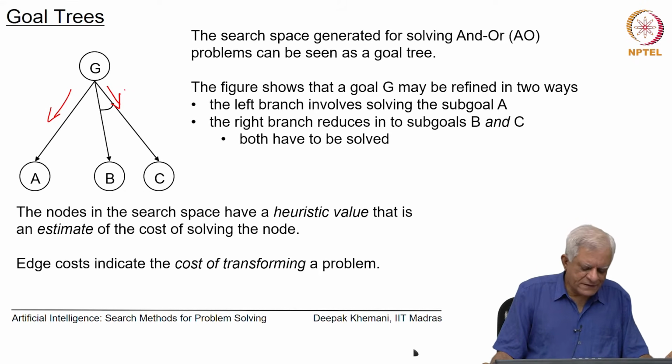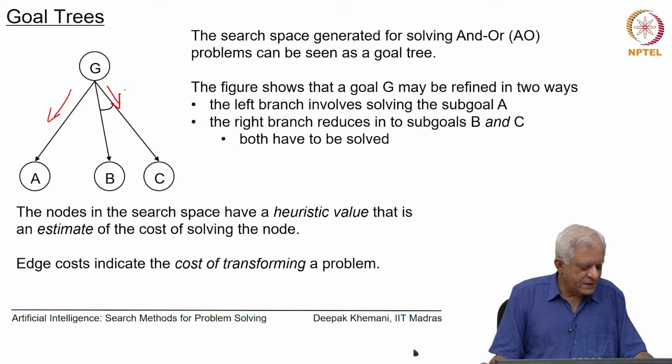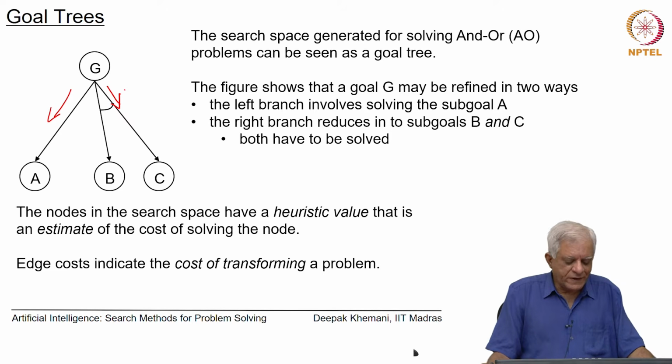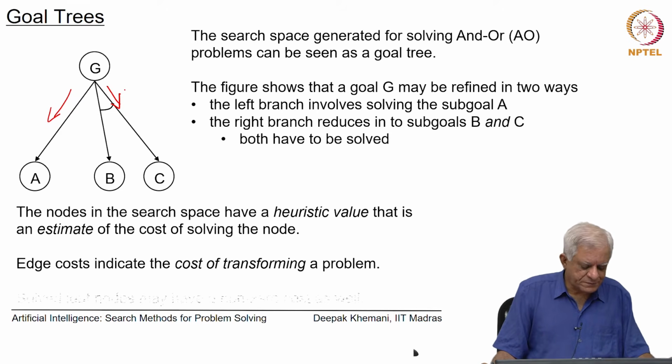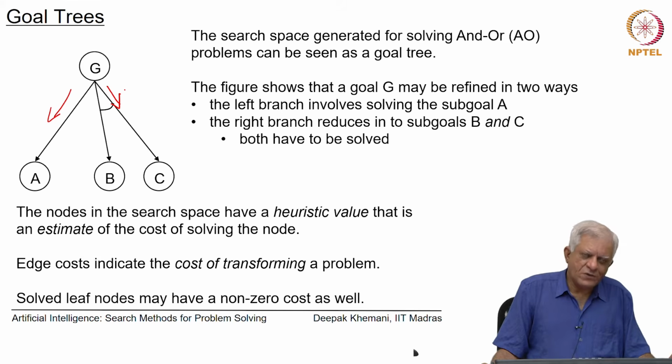We will also add costs to edges. This cost is the cost of transforming the problem, it is not the cost of solving the final solution, whatever the cost associated with it may be, but it is a cost of transforming the problem, that you do not want to endlessly keep transforming problems. If you can solve it quickly, the better for you, because remember that one of the goals is to find solutions faster. The solved nodes or the leaf nodes may have non-zero costs as well.